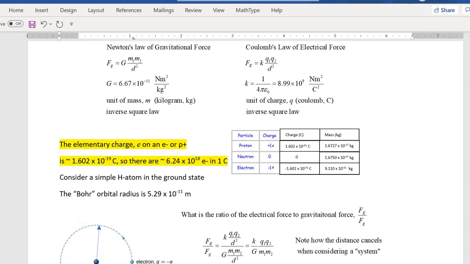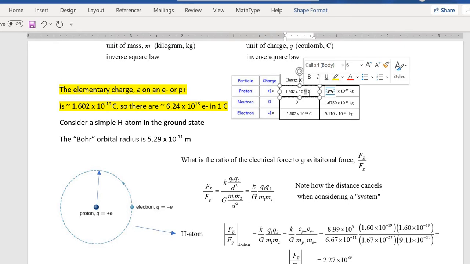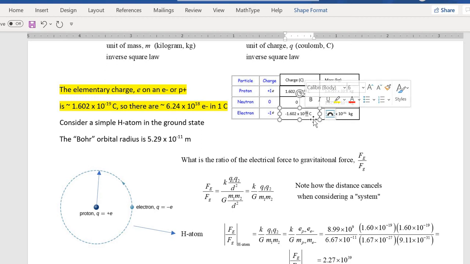Now, let's look at some particles that I know you're familiar with. We've got a proton and a neutron and an electron. These are the particles that make up an atom, right? The proton and neutron are located in a nucleus, and the electrons travel around the nucleus, according to the Bohr model. Now the charge of the proton, as stated earlier, is plus E. The neutron is neutral, it has no charge. And the electron is negative E. In coulombs, for the proton, 1.602 times 10 to the minus 19 coulombs. And the electron has negative 1.602 times 10 to the minus 19 coulombs.